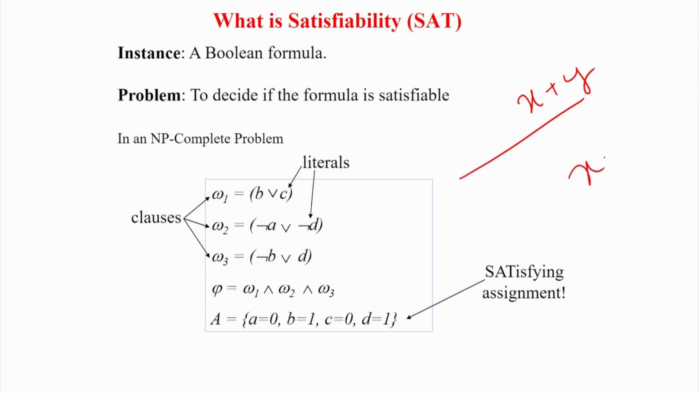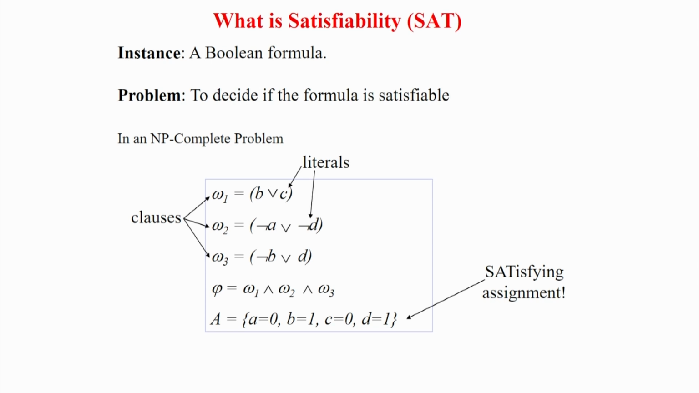Or if you have something like x dot x bar, it is an unsatisfiable expression, because whatever value you select, the final answer will be 0. So there are no satisfying values. So this is standard SAT. If you want to read more details, you can take any foundation of computer theory textbook, and you will be able to find them.